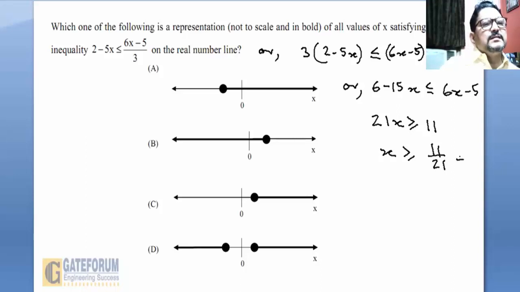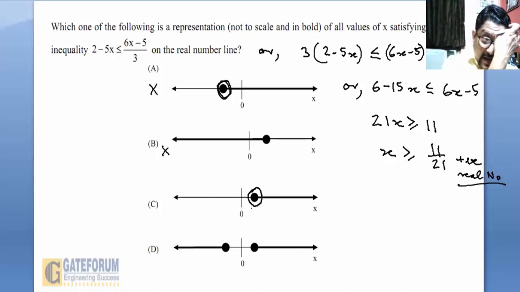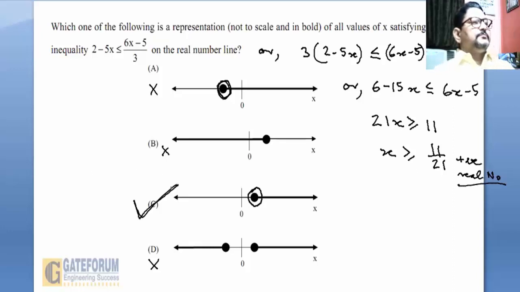Now, 11 by 21 is a positive real number, okay? So this can never fit because it has started from a negative number. This can never fit because x is less than this positive number. So it can never fit. However, this is the perfect choice because this is a positive real number and x is greater than or equal to that, as is indicated by the dot. This is definitely not so because here there are two values. X is greater than one of them and less than other. So option C comes out to be the correct one.